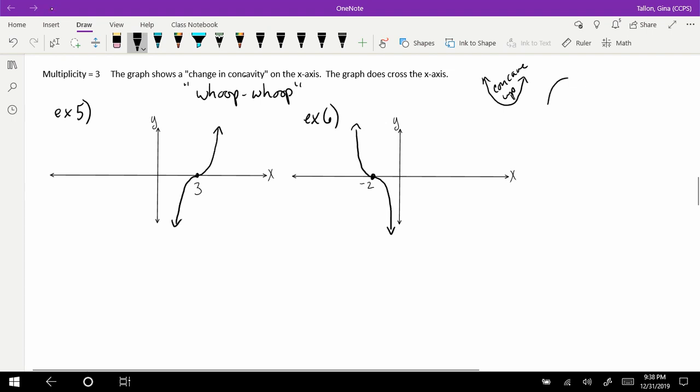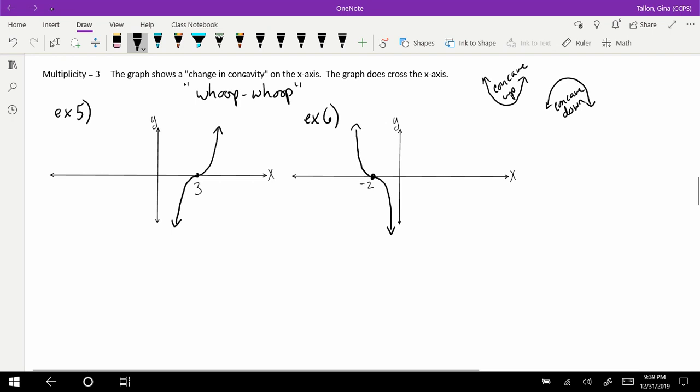Concave down would mean all your liquid would fall out, and this is concave down. Well, a change in concavity would be when you're concave up for a portion of the graph and then concave down for the other portion of the graph. So let's put this together a little bit here.